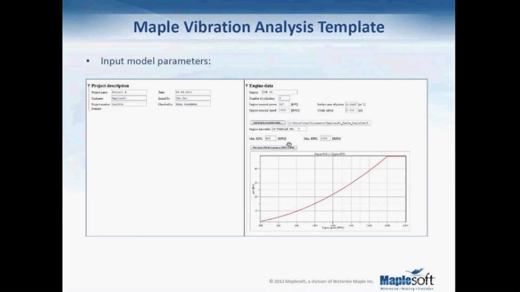The vibration analysis in MapleSim can be done by using MapleSim alone, or using the vibration analysis template. The vibration analysis template in MapleSim was developed for this kind of study. It has two parts. The first part allows you to define some engine parameters, for example, the number of cylinders, engine nominal power, engine nominal speed, the surface area of the piston, or the crank radius.